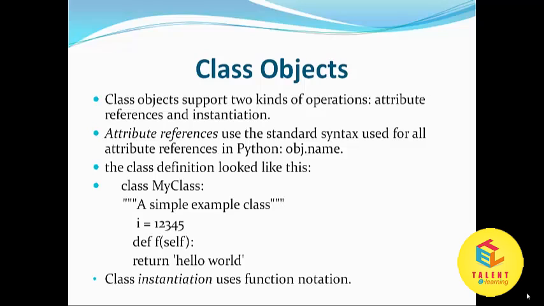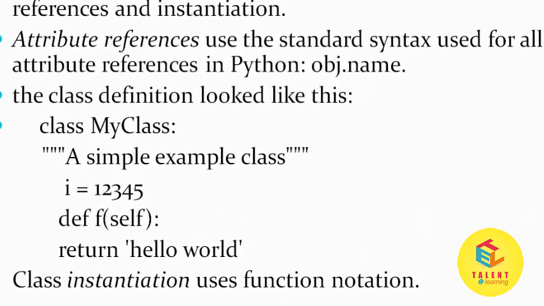i = 12345, and a function definition f(self) that returns 'hello world'. Then MyClass.i and MyClass.f are valid attribute references, returning an integer and a function object respectively. Class attributes can also be assigned to, so you can change the value of MyClass.i by assignment.